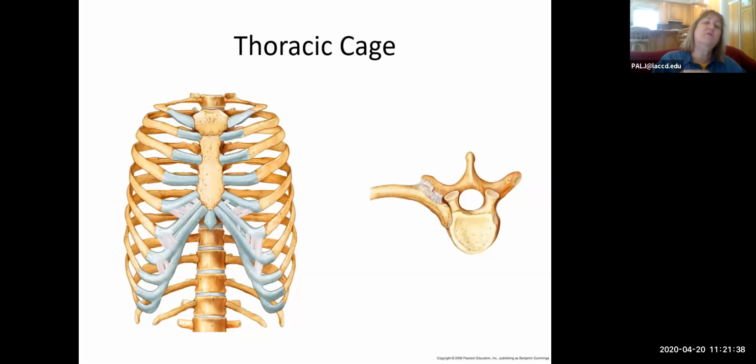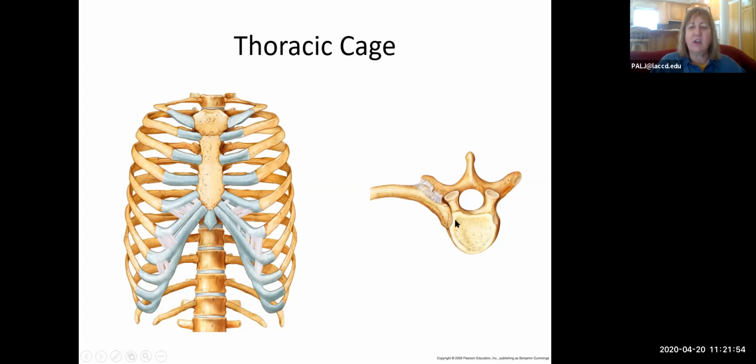All right, so moving on, in addition to that, we had the thoracic cage. And so the thoracic cage basically was made by your ribs, whose head and tubercle are both articulating to a thoracic vertebra.